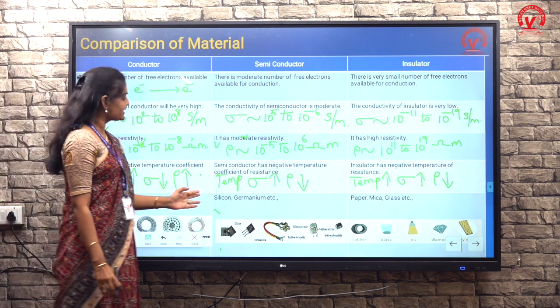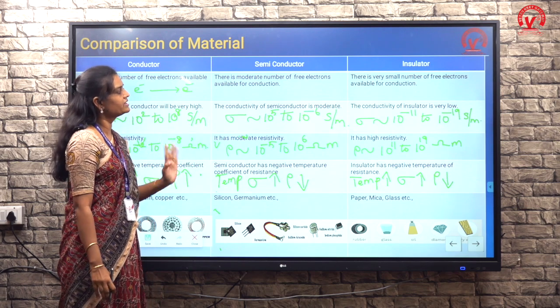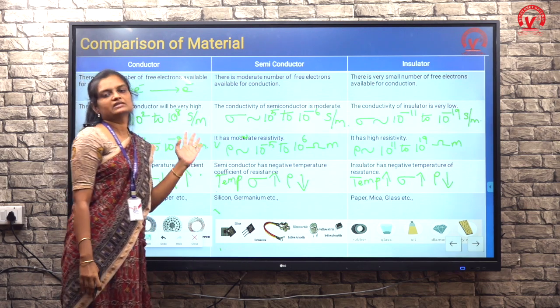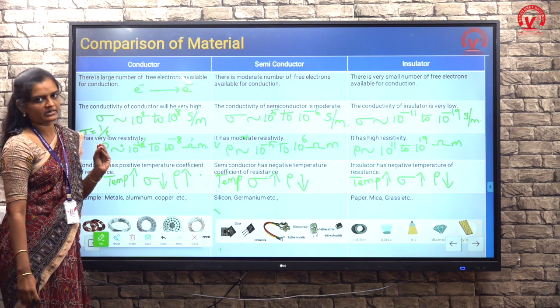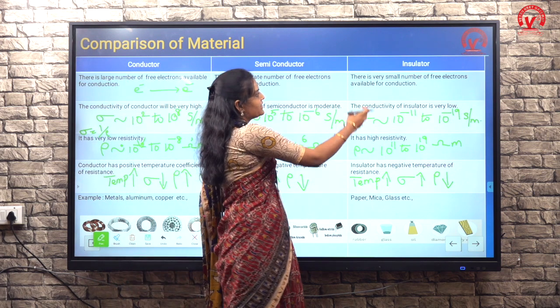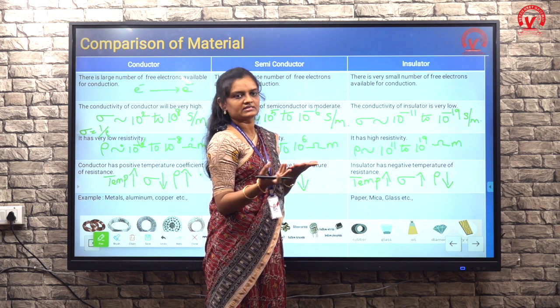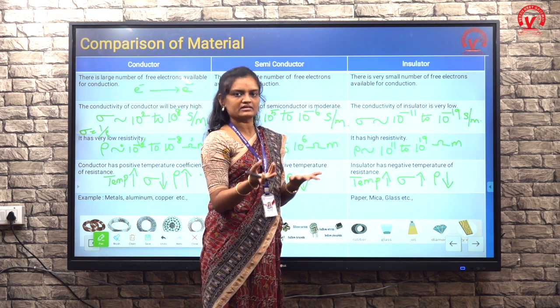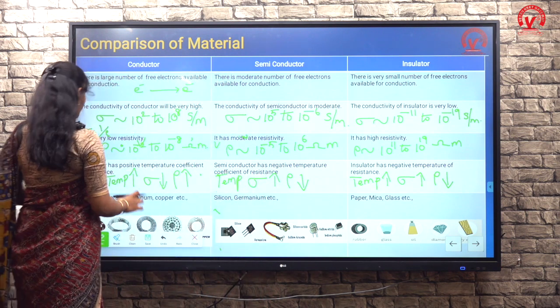For semiconducting materials, silicon and germanium are examples. Nowadays, in many electronic devices, we are using semiconducting materials only. And for insulators, we know that paper, glass, plastic and all are insulators only. Okay. Now moving on to the next one.